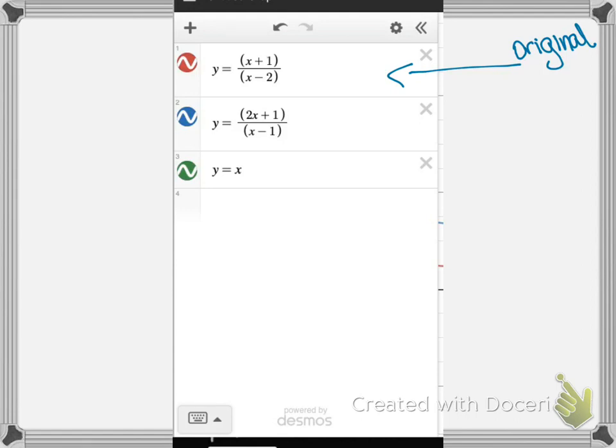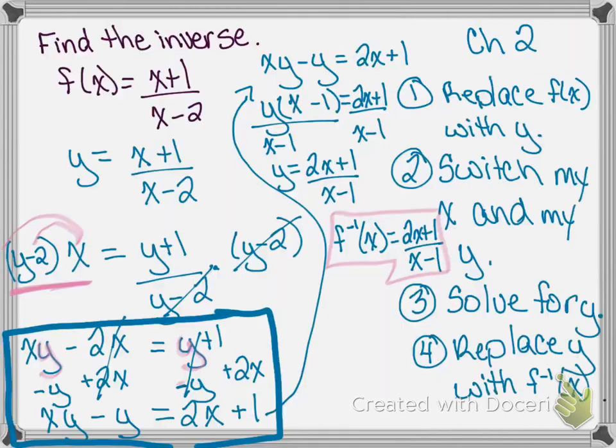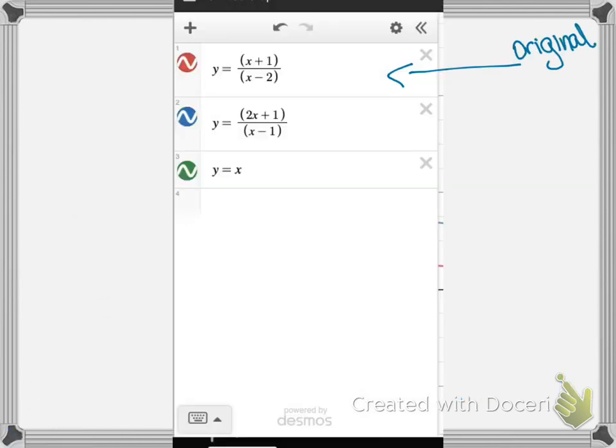Okay? So look at how I typed that into Desmos. And remember, you can use Desmos on all this. Here is my original function, f of x equals x plus 1 over x minus 2. What is different here? The parentheses. When you type this in, you've got to make sure it looks like that.